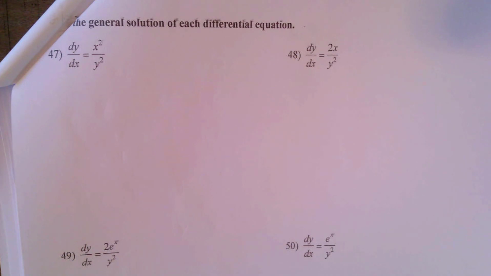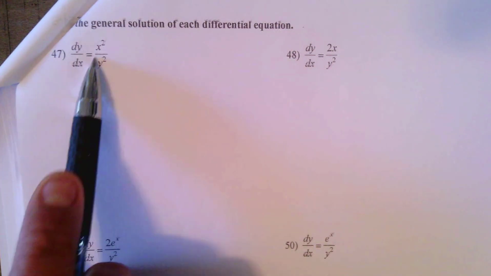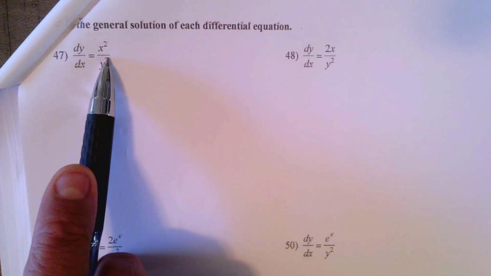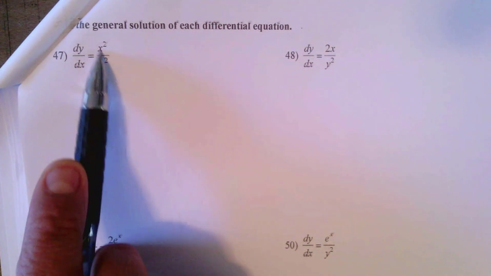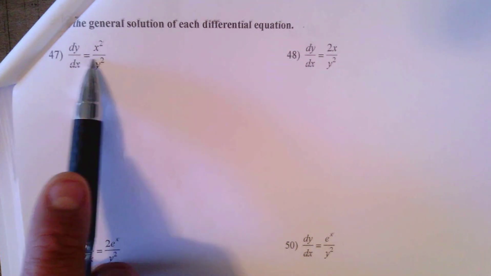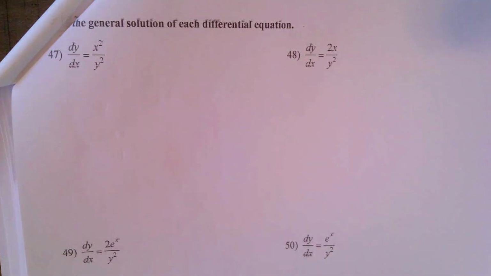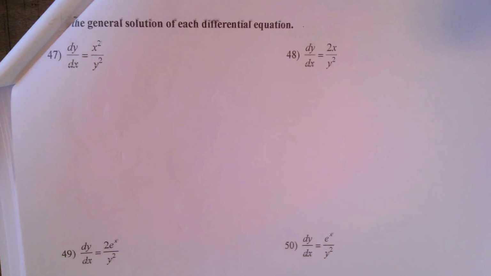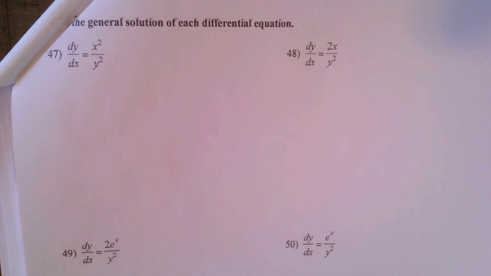Now we're going to go back to solving some more general solutions for differential equations. This time, though, they look a little bit different because we have equations that involve both x and y. And again, our strategy is going to be the same. We want to get all the y's together with the dy's and all the x's together with the dx's and integrate both sides. And eventually we're going to have to solve for y here.